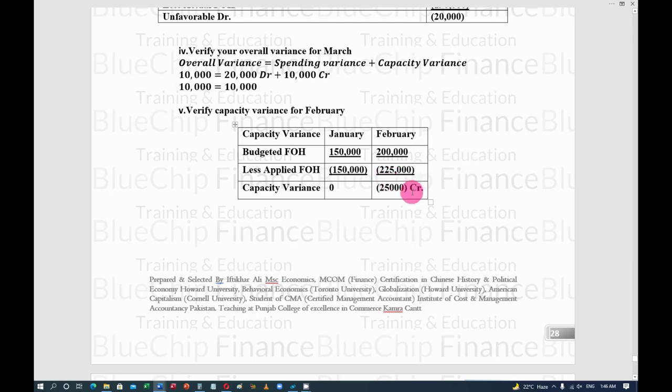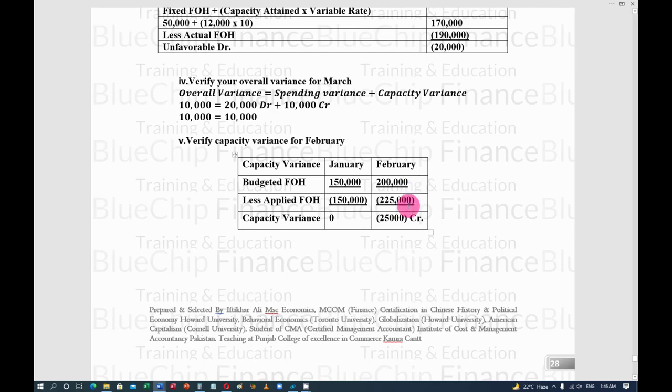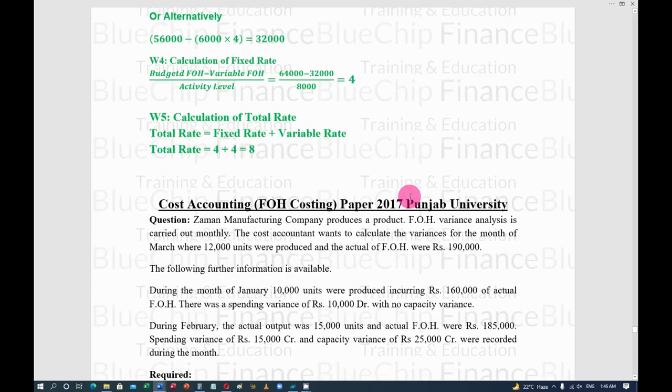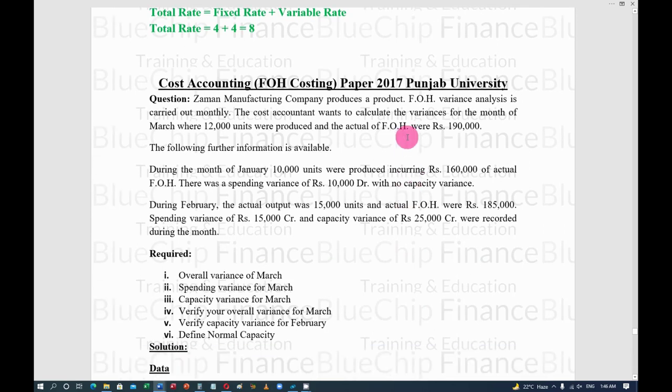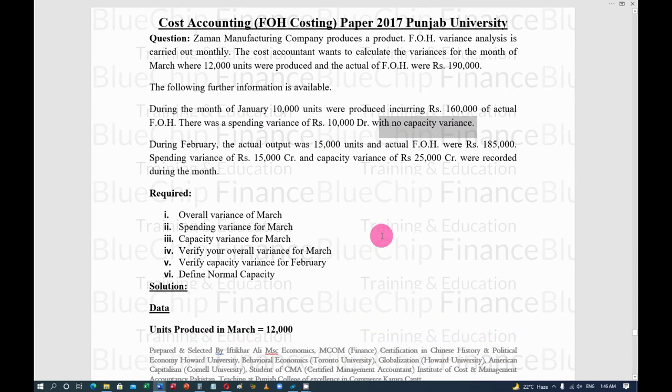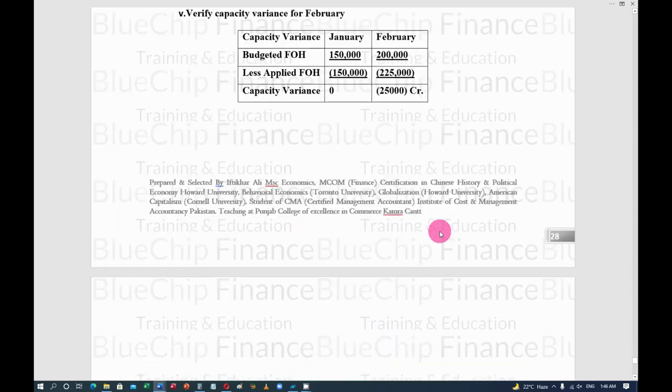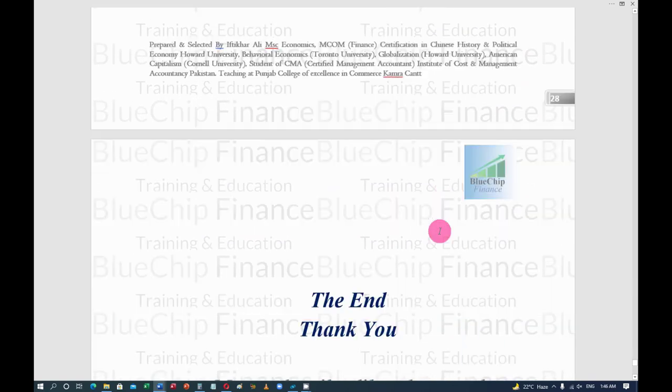Now you come to the question, in which the capacity variance for January is zero, and for the month of February the capacity variance is 25,000. So now it is justified that these variances are correct.